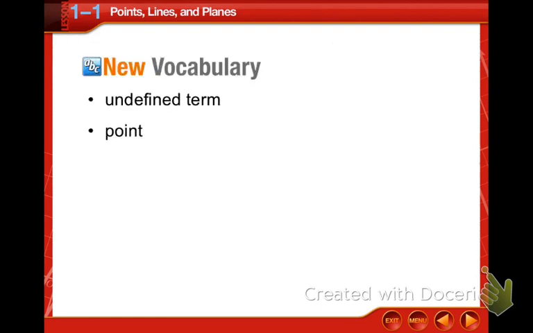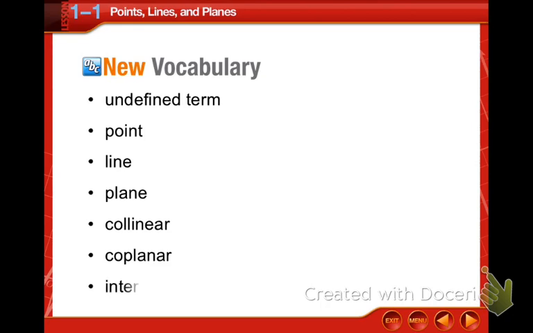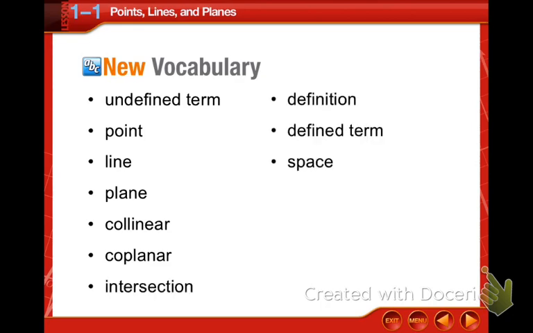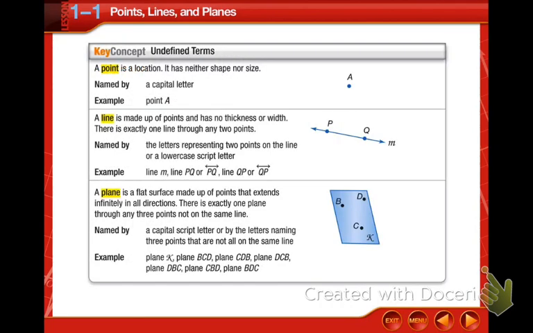These are the vocab words that we're looking at today, specifically undefined term, point, line, plane, collinear, coplanar, intersection, definition, defined term, space. So here are 3 of those vocab words right away, kind of just basic definitions of them. Again, we defined them on our vocab the first day when we did these notes. So I'm not going to really go over them. I'll leave them up there for a minute here, but a point is a location. It has neither shape nor size. These are your 3 undefined terms, by the way.